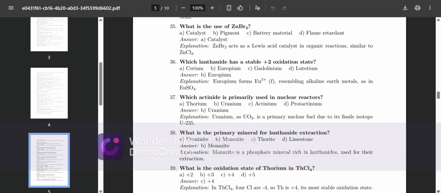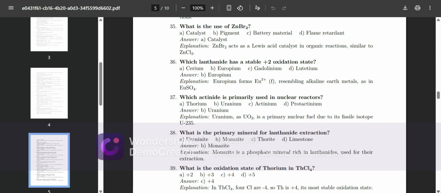Which actinide is primarily used in nuclear reactions? Uranium. UO2 is a primary nuclear fuel due to its fissile isotope, U-235. What is the primary mineral for lanthanide extraction? Monazite is a phosphate mineral rich in lanthanides, used for their extraction.